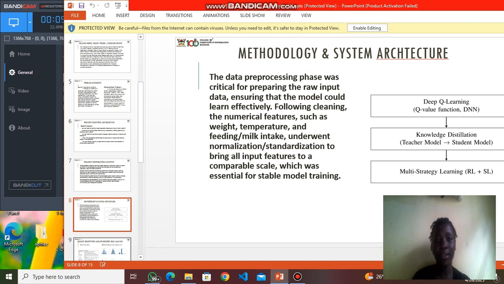The data pre-processing phase was critical for preparing the raw input data, ensuring the model could learn effectively. Following cleaning, the numerical features such as weight, temperature, and milk intake underwent standardization to bring all the input features to a comparable scale, which was essential for stable model training. Thanks, my colleague. We'll continue from there.